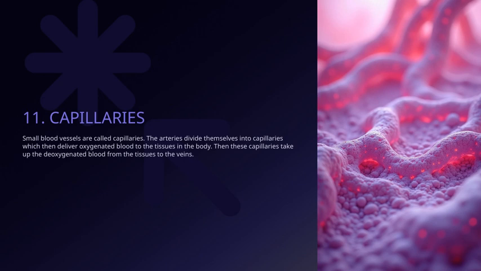But it's not just about bringing oxygen. Capillaries also play a crucial role in taking away the deoxygenated blood. Basically, the blood that has given up its oxygen goes back to the veins. This process is essential for maintaining healthy tissue function and overall circulation. So, in essence, capillaries are the key exchange points where oxygen and nutrients are delivered and waste products are picked up. They're small but incredibly important for keeping your body's systems running smoothly.